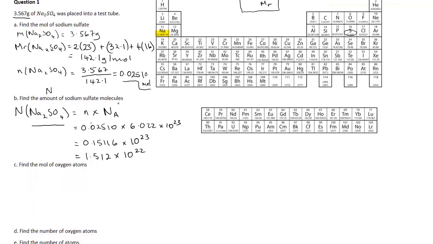Okay, the next question is a little bit different. It's not something that we've seen before, but you'll get the hang of this. So find the mole of oxygen atoms. Instead of finding everything, we know we have 0.02510 mole of sodium sulfate. So what we can do is set up a little chart, a little table.